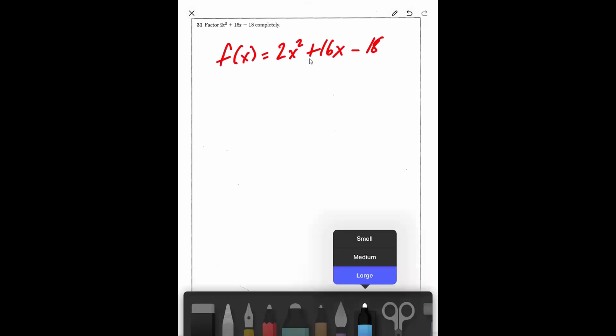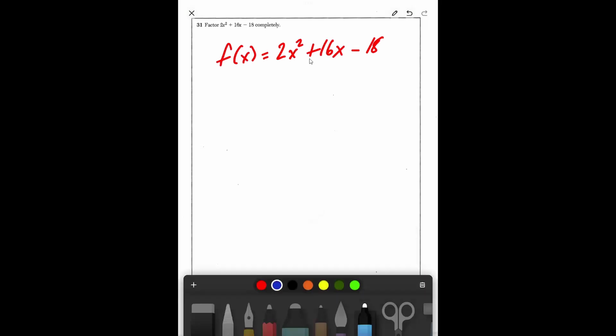All right. So now, first thing you're going to do is make this into a function. So you're going to say f of x is equal to 2x squared plus 16x minus 18. Now, one of the things that you have to do is check all the numbers to see if they have a greatest common factor. If you don't remember, factors are just numbers that you can multiply to get another number. So if you look at these, I'm going to do 16 and 18.